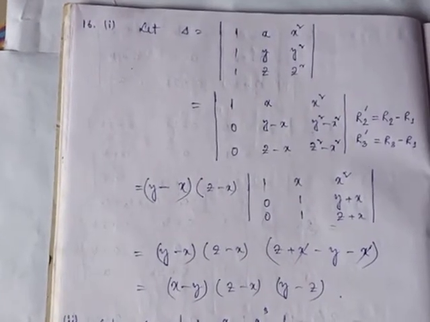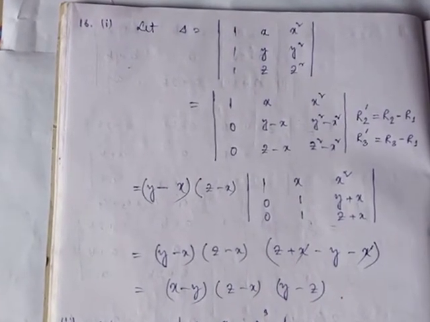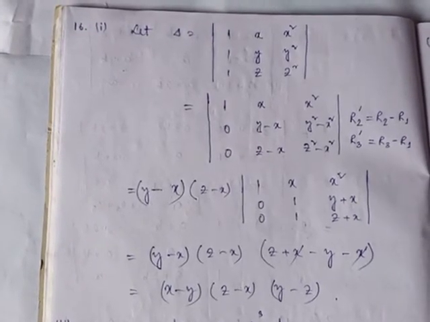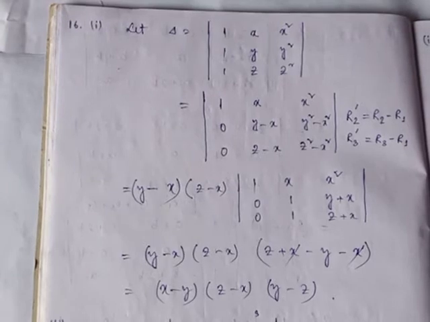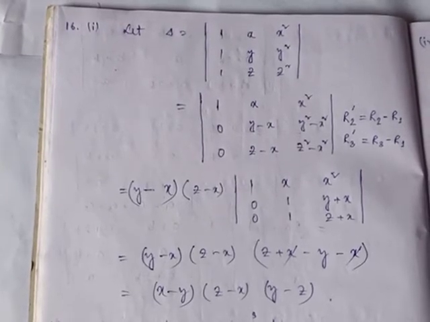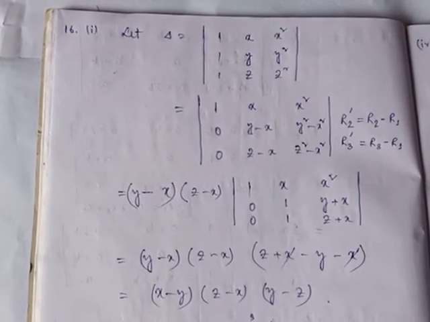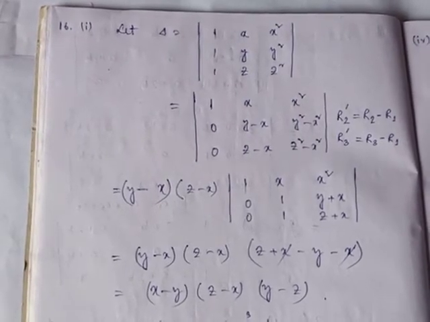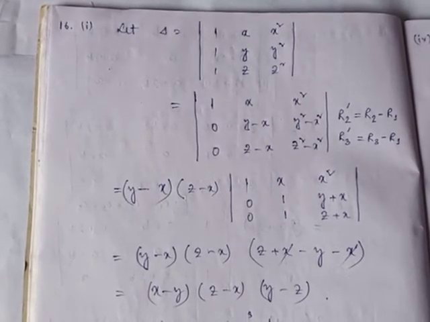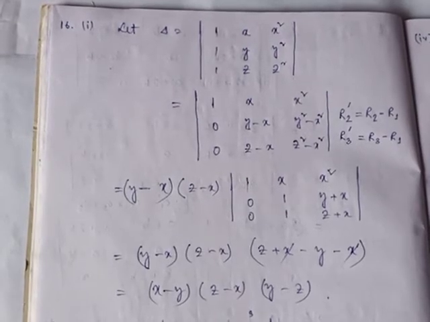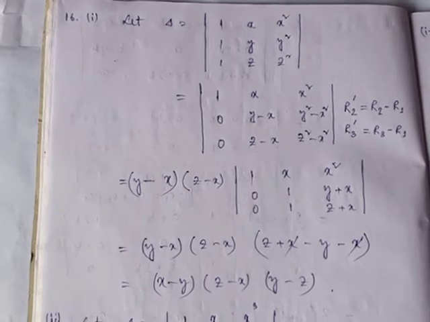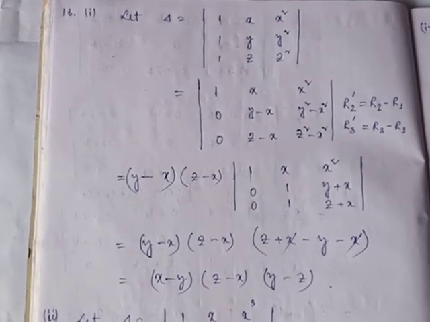In 16.1, see that delta equals to 1 1 1, x y z, x square y square z square. Now applying R2 dash equals to R2 minus R1 and R3 dash equals to R3 minus R1. So 1 0 0, x, y minus x, z minus x, x square, y square minus x square, z square minus x square. Now we take common from two rows, that is second row and third row, y minus x and z minus x.